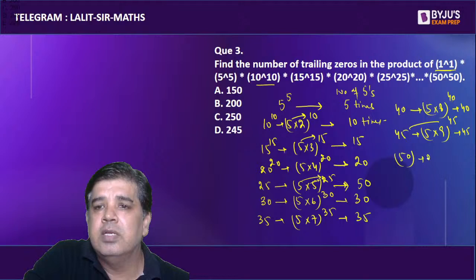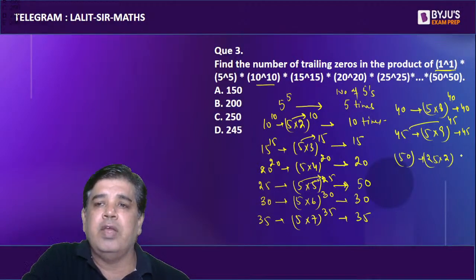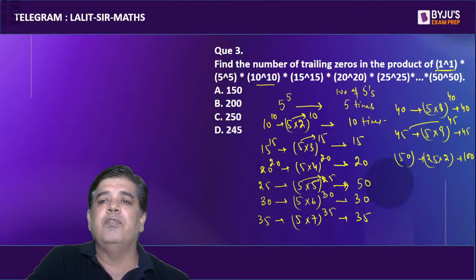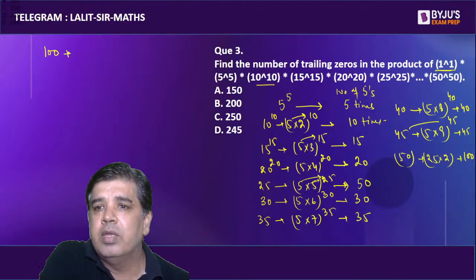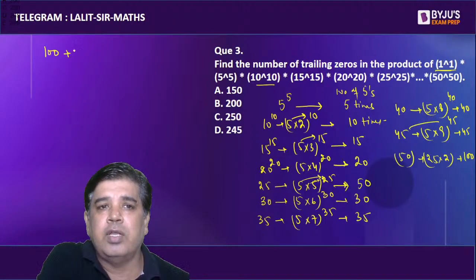In 50, we will have double of this, right? Because 50 is 25 into 2, and in 25 we have 5 and 5 both. 50 times, so total 100. Now we need to total this 100, then 45 and 40.